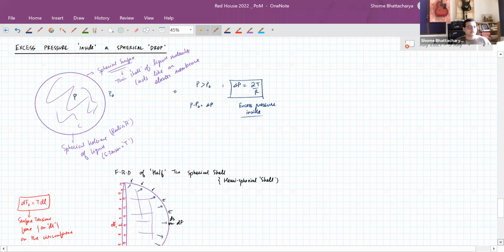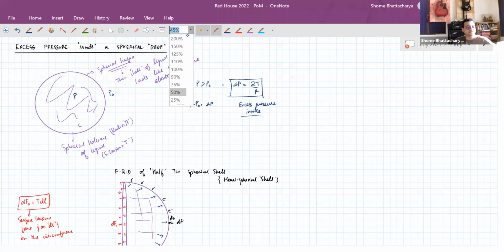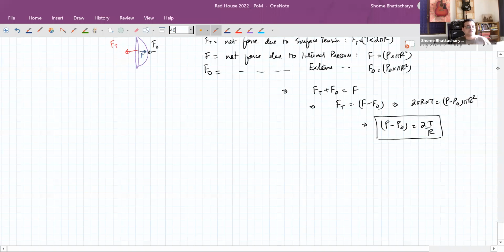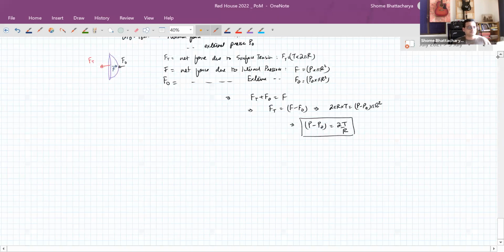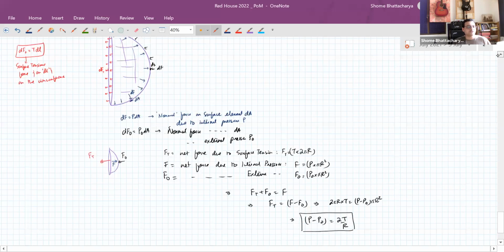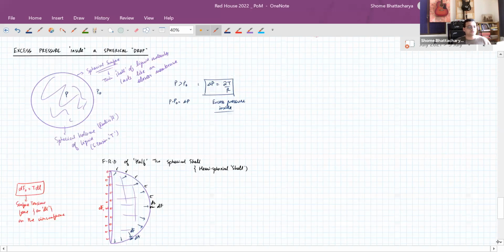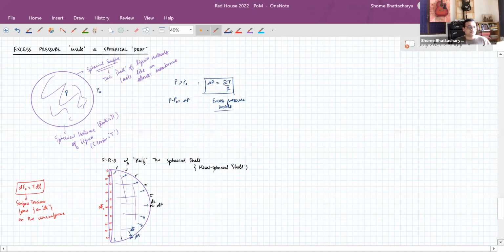where we'll show why the net force due to that uniform pressure acting on a surface like this, on a hemispherical surface, is equal to pi r square multiplied by the uniform pressure. So it's exactly half times the total surface area into the uniform pressure. So where does that factor half come from?